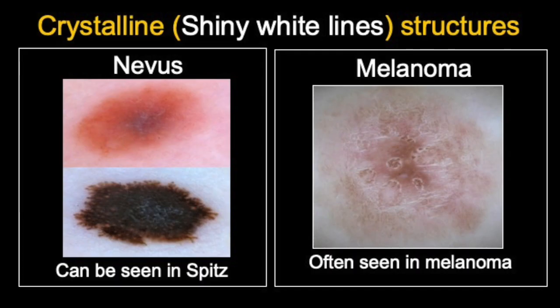Now, where else can you see these structures? Once again, we come back to Spitz and Reed nevi. Spitz nevus with these shiny white lines, Reed nevus with shiny white lines, okay? But again, once the shiny white lines are there, you actually cannot use them to differentiate one from the other, right? You're kind of stuck with that as your differential.